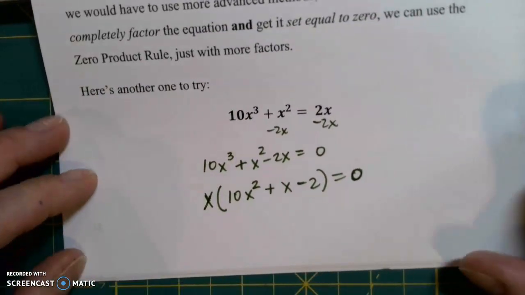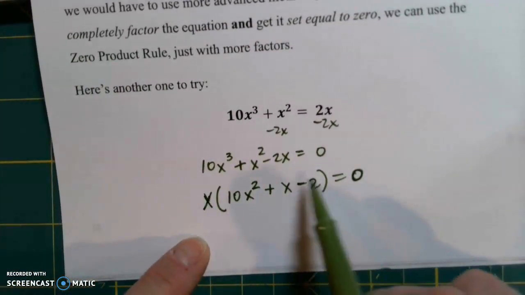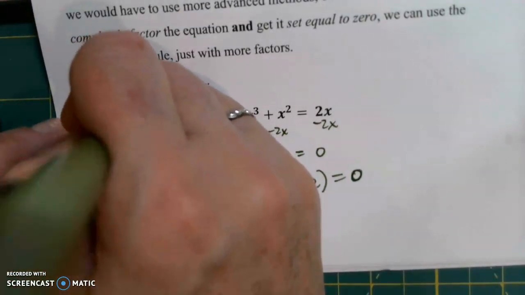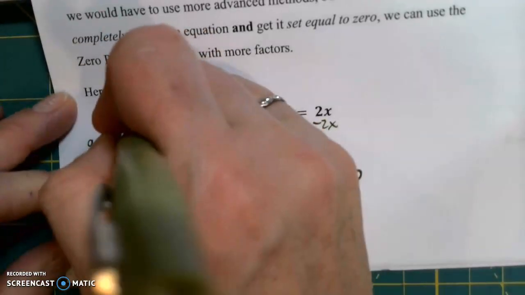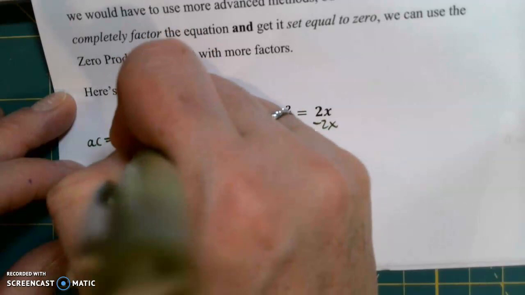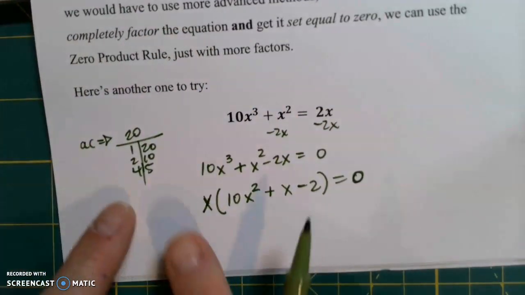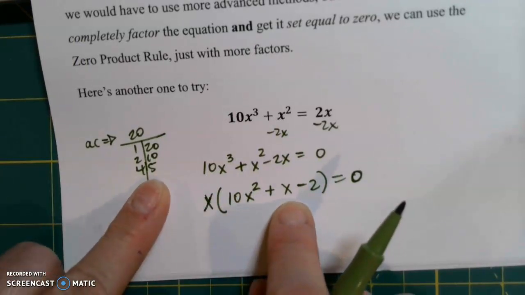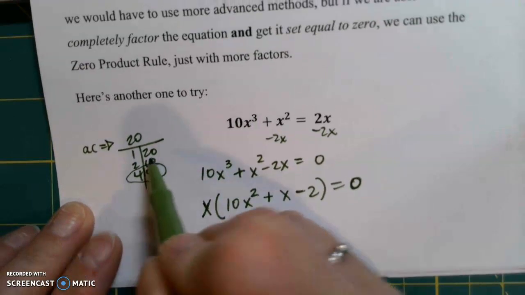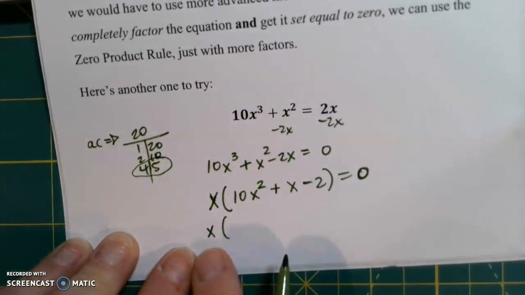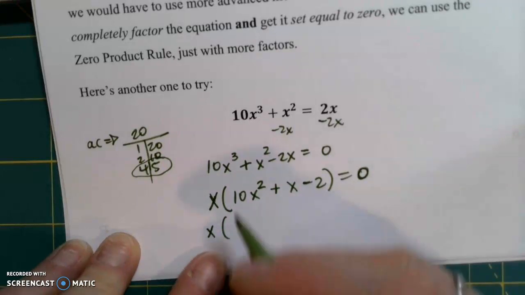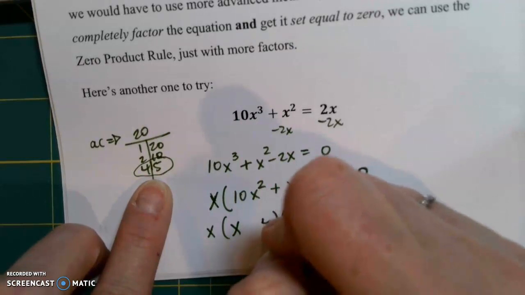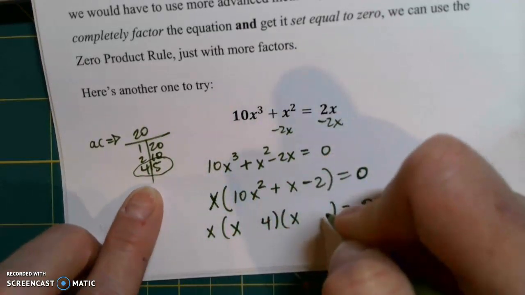And then I'm going to want to look at continuing to factor this, and I'm going to use the AC method over here. So AC would be 20, so 1 and 20, 2 and 10, 4 and 5. So I figure out which pair is going to add or subtract to 1x. So I am going to have to use the 4 and the 5. And don't forget that that x is still hanging out front. It's important.